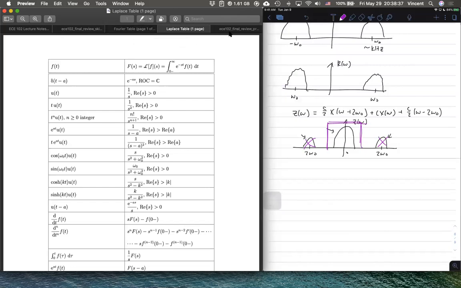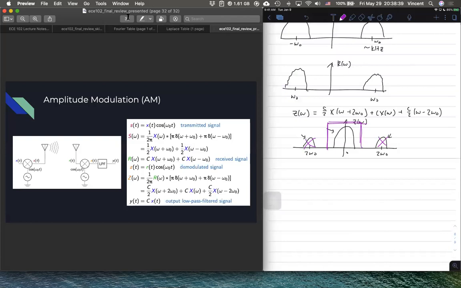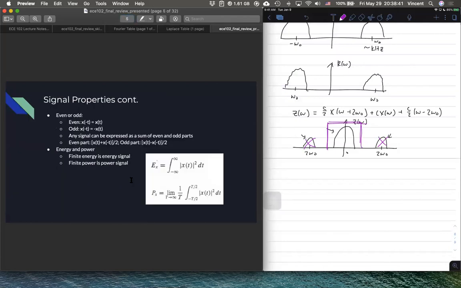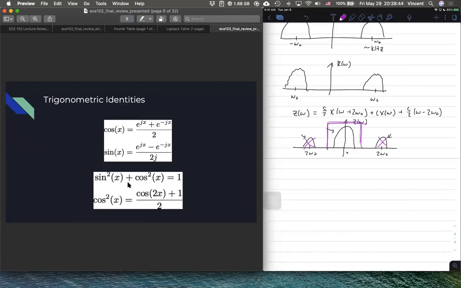Like we mentioned at the beginning, the trig identities, these are things you could use. Just be on the lookout for those kinds of simplifications or tricks, because there shouldn't be really long computation problems.